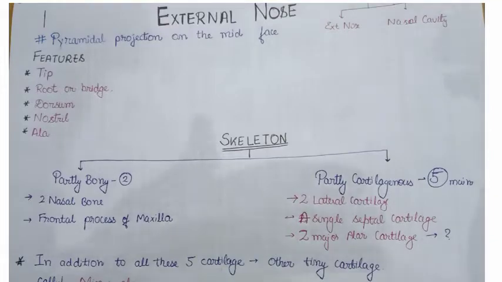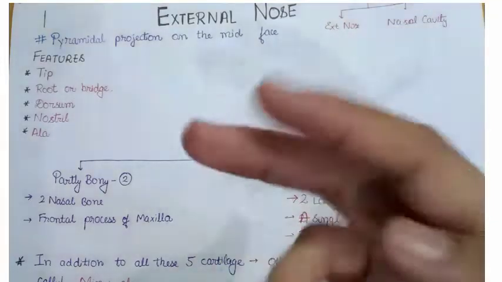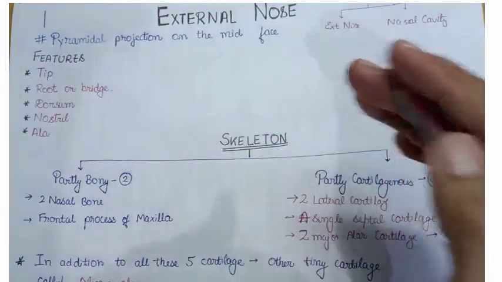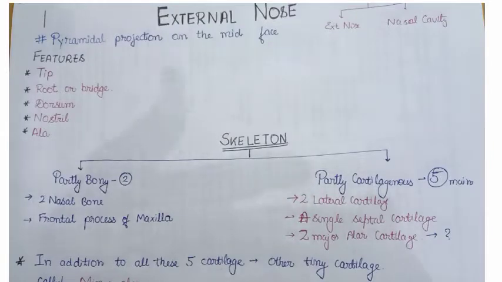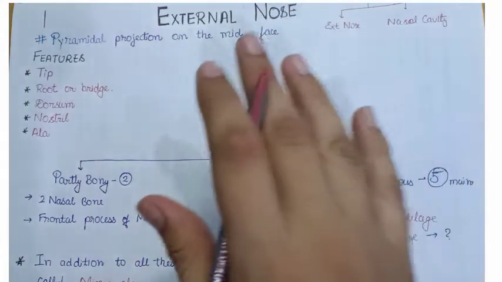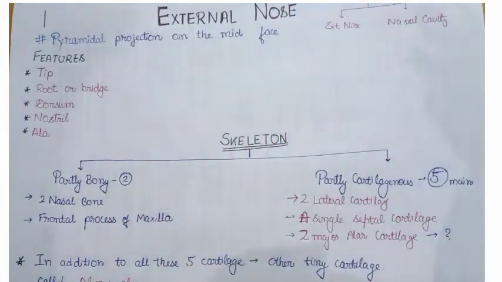So from the previous video we know that the nose is divided into two, that is the external nose and the nasal cavity, for easy understanding. For descriptive purposes, the nose is divided into two: the external nose and the nasal cavity. So we will have a look at the external nose first, then in the next video we will discuss the nasal cavity.